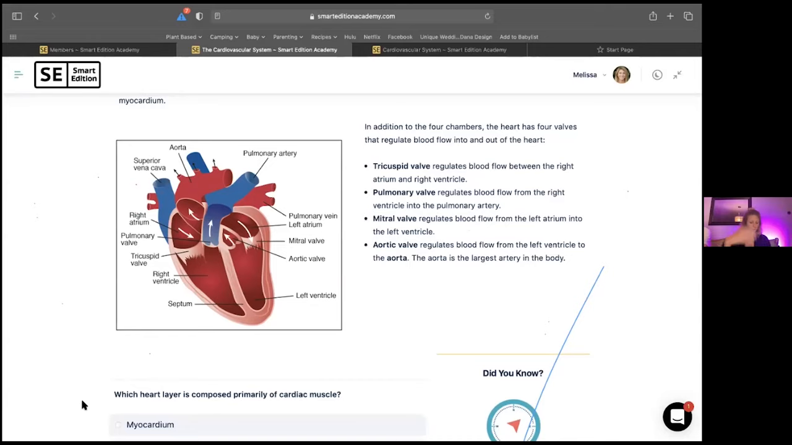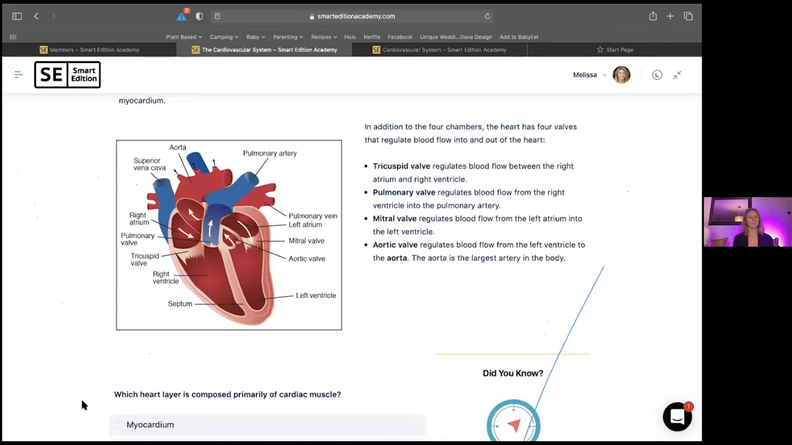So now that we have these four chambers and the valves, they allow the heart to pump through the following two circulatory pathways. We have systemic circulation, which takes oxygen-rich blood to the tissues and organs of the body. Then we have pulmonary circulation, which takes oxygen-depleted blood to the lungs and oxygen-rich blood back to the heart again.